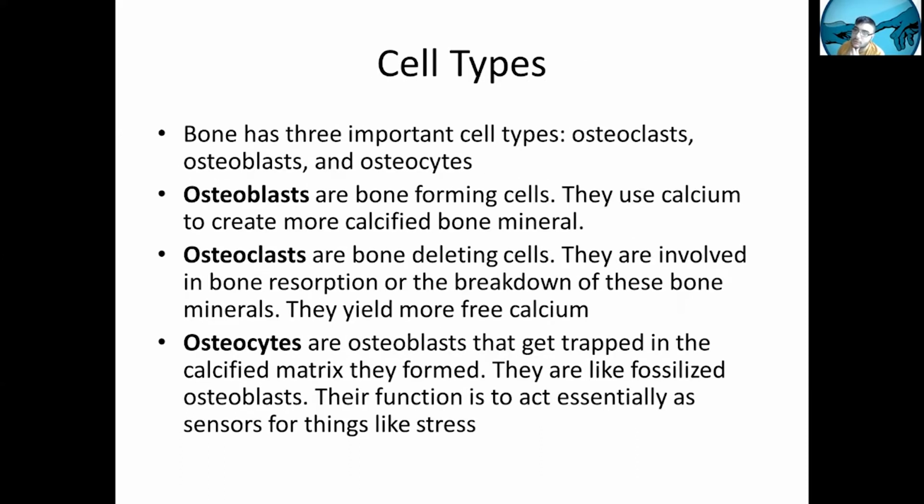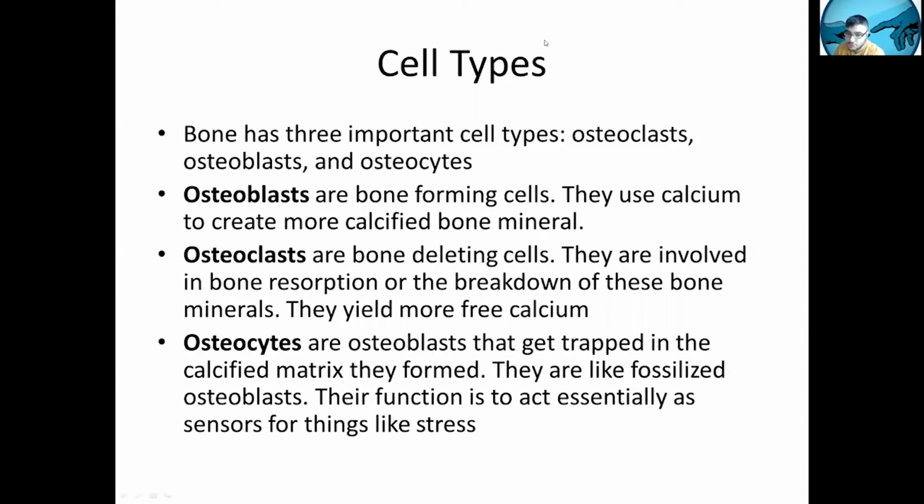Okay. And what helps bone is that it has three important cell types: osteoclasts, osteoblasts, and osteocytes. Osteoblasts are bone forming cells. You can remember this because osteoblast starts with a B, so build. So osteoblasts build bone. And they use calcium, so they take in calcium from the environment and they create more calcified bone material.